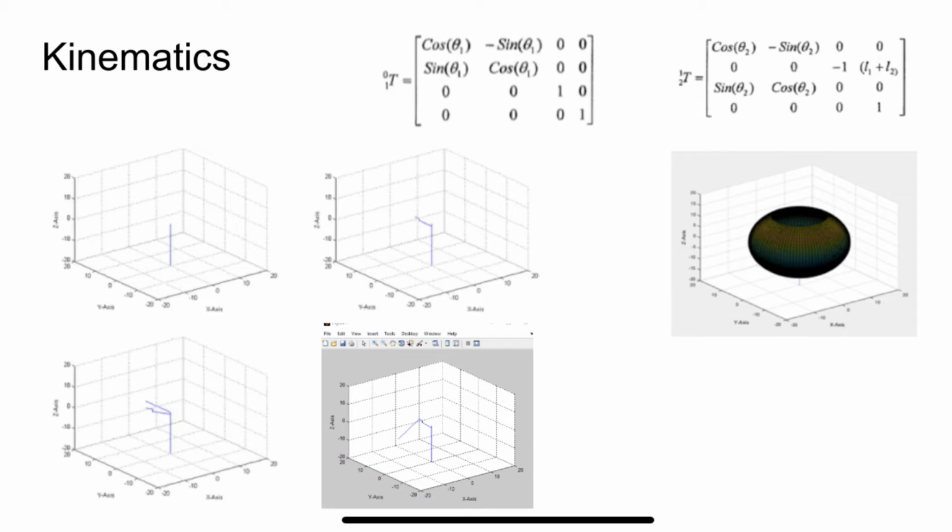The first transformation matrix was used to convert the points representing the first link from frame 1 to frame 0, and the second transformation matrix was used to convert the second link of the robot from frame 2 to frame 1, and then from frame 1 to frame 0.